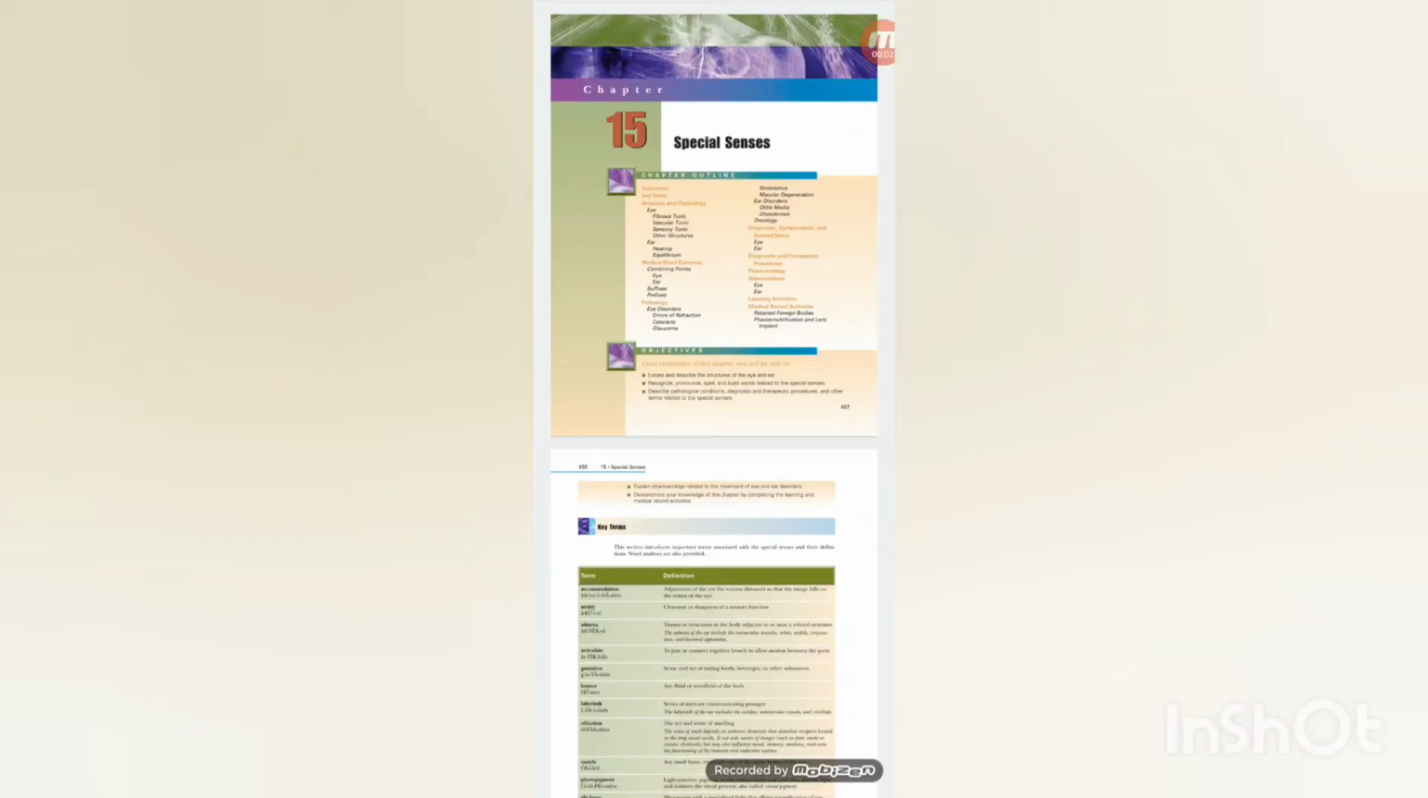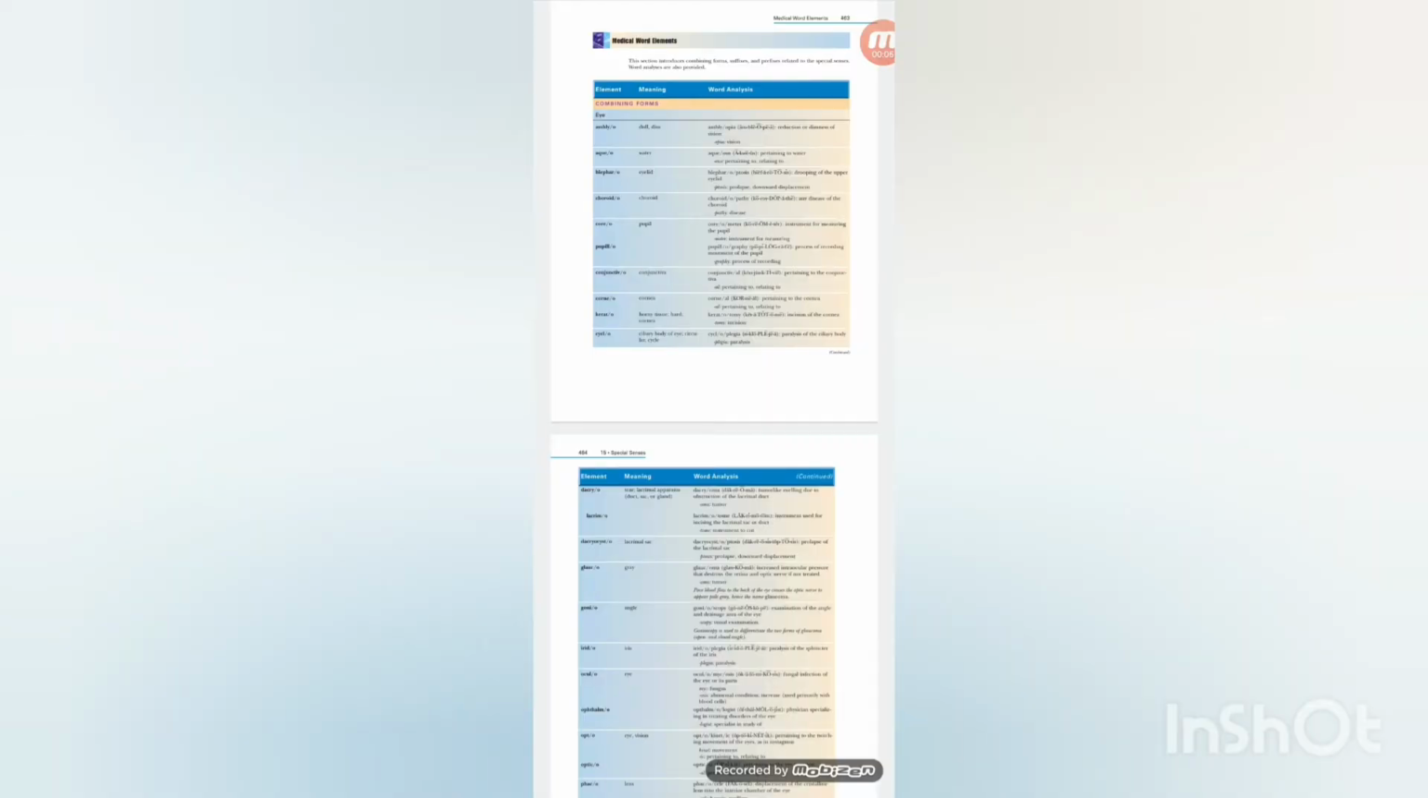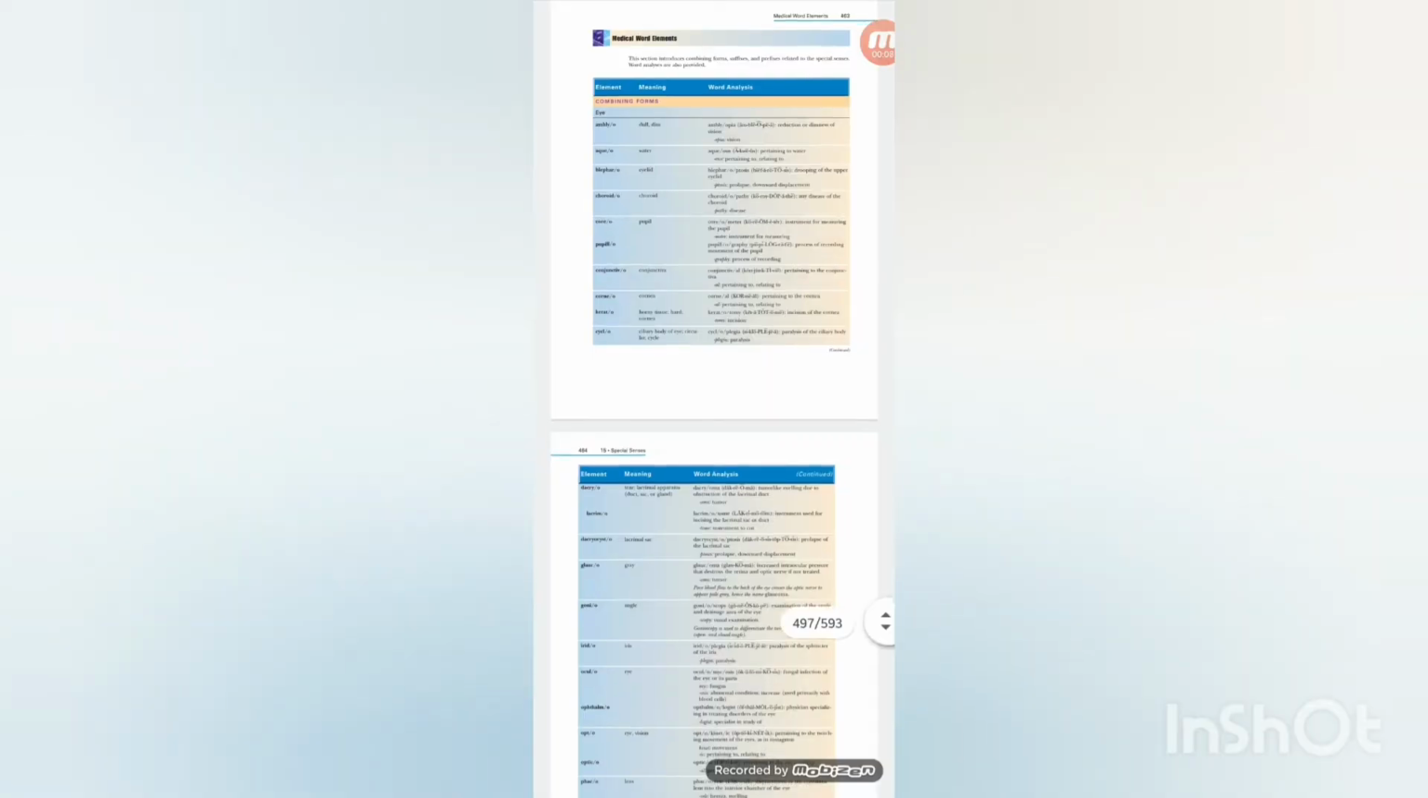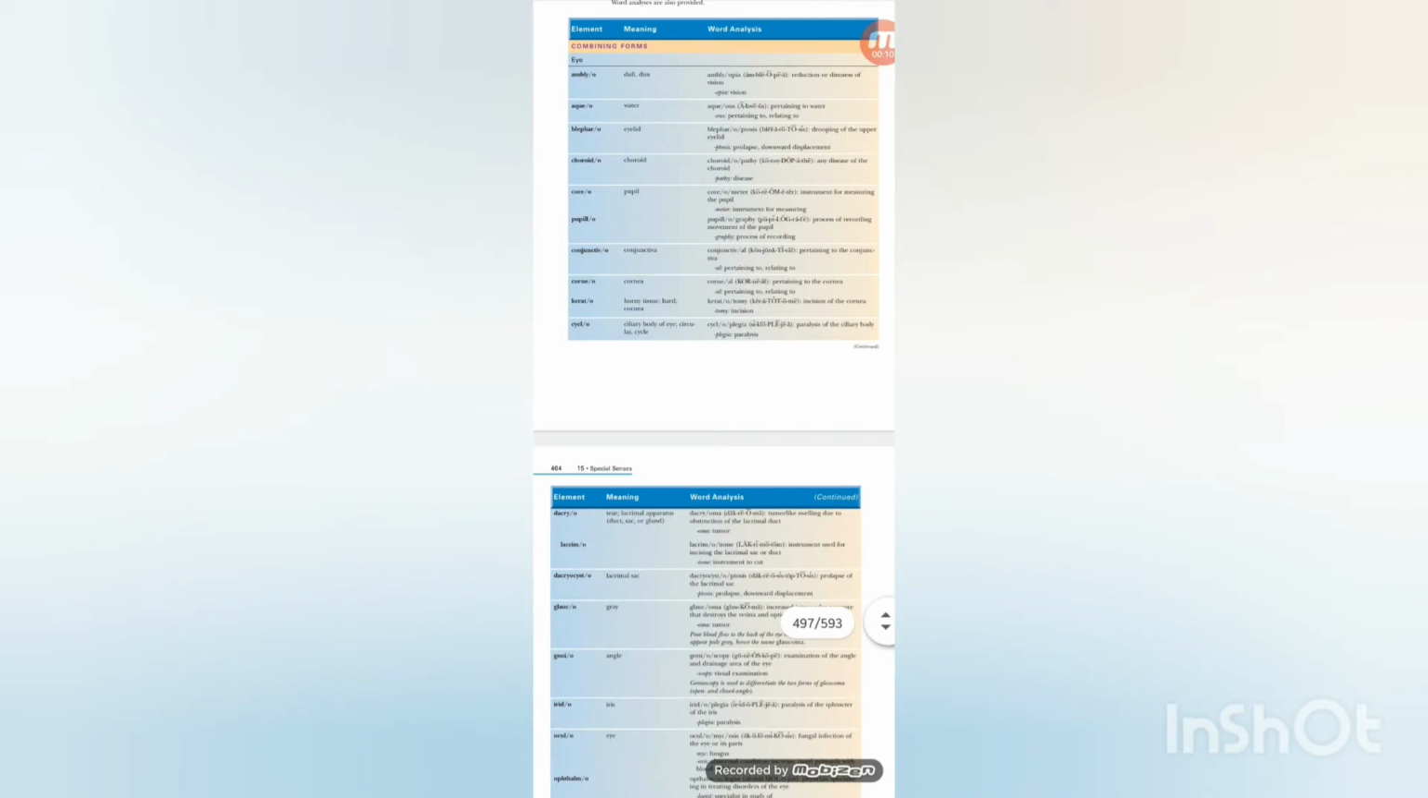Special senses, eye and ear. Medical word elements. Ambly means dull or dim, يعني غير واضحة. بنقول amblyopia. Opia نسبة للرؤية، ففي عنا reduction or dimness of vision، يعني opia means vision، وamblyopia اللي هي الرؤية الضبابية أو غير الواضحة.